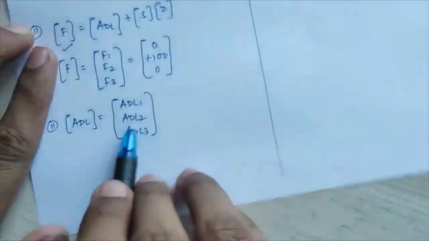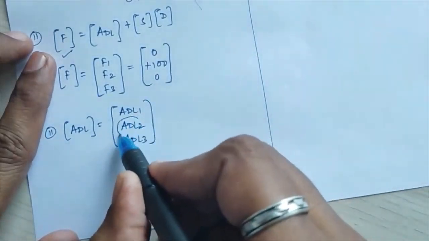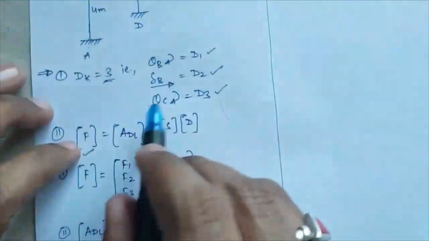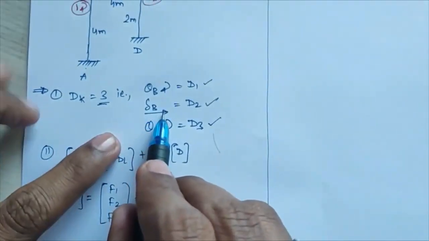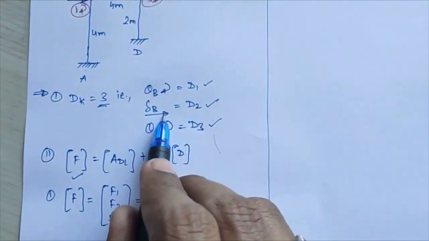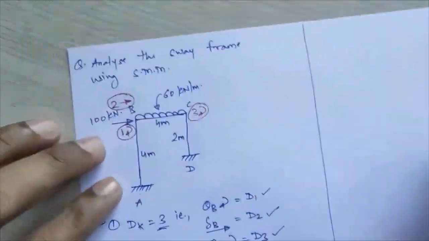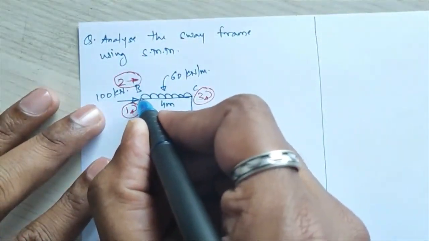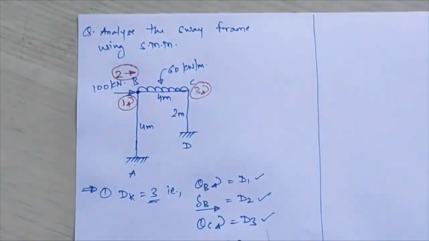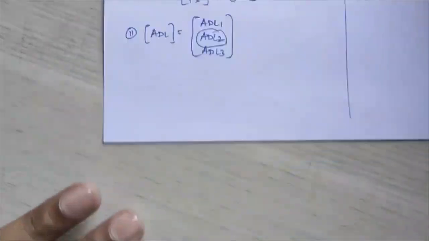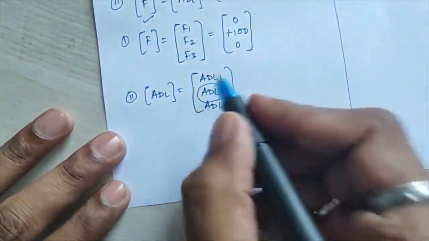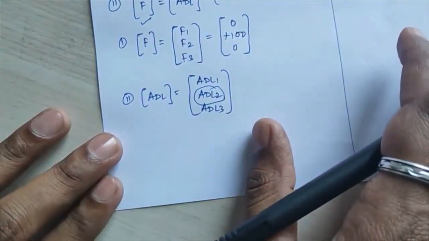But if you see ADL2, the selected redundant is the displacement over here. So what you have to see is whether there is any corresponding force acting in your restraint diagram or not. That means you need to calculate the horizontal reaction coming at this point B to get the value of ADL2. We'll see that. First we'll calculate all the friction moments.